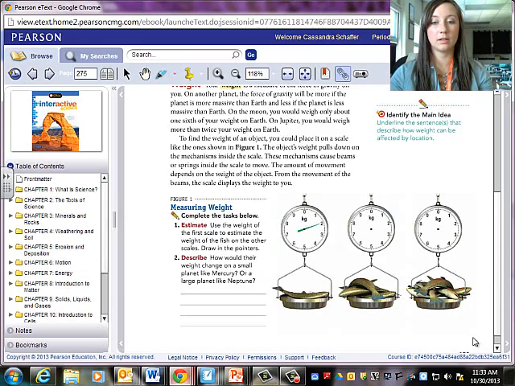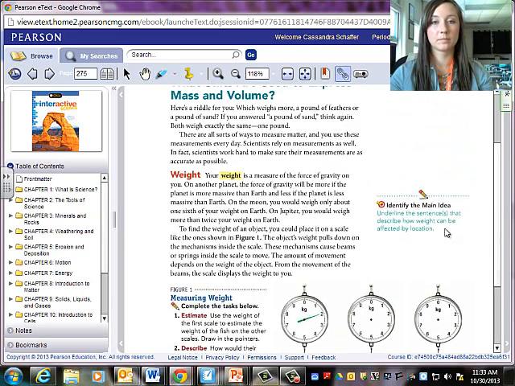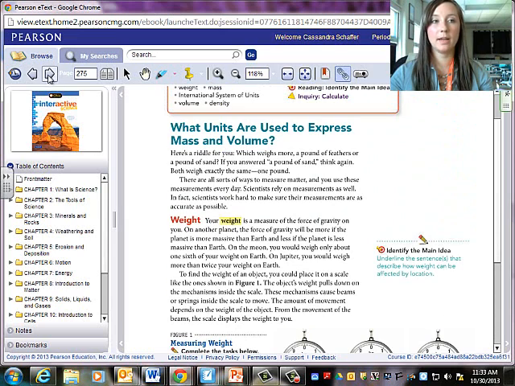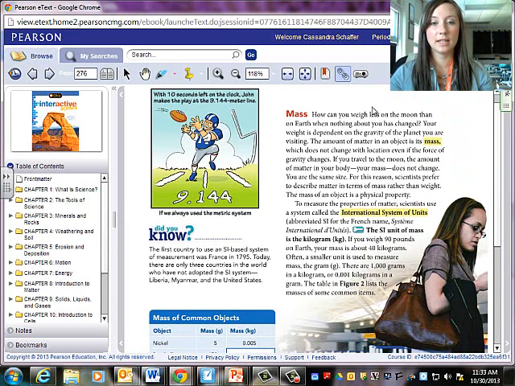Good. Now let's go back to our reading here. And that's all we have on weight. So if we flip our page over to mass, let's start reading. And I see that this is a large chunk of reading, so I'm going to read the first paragraph and look for important information to add to my notes, and then I'll go and read the second paragraph.